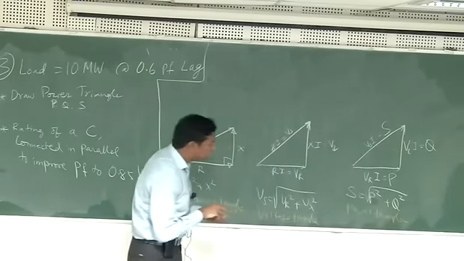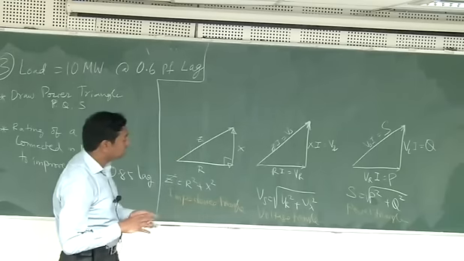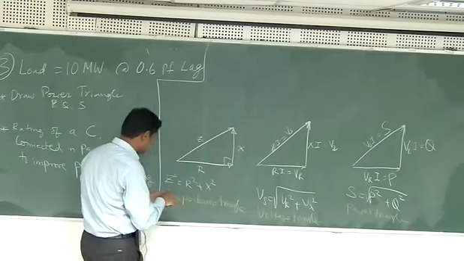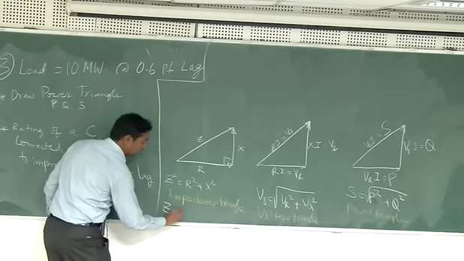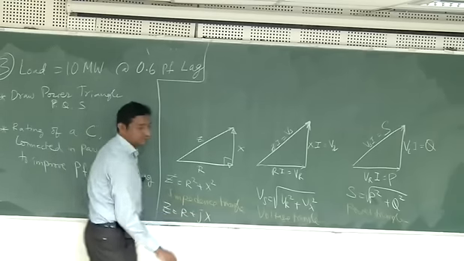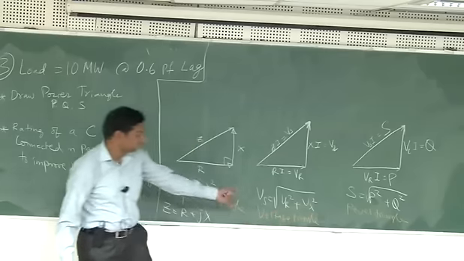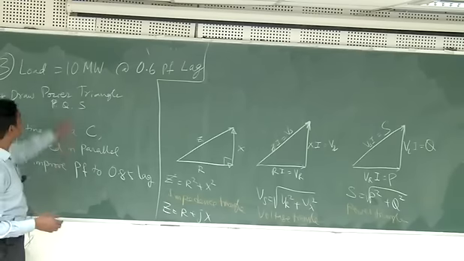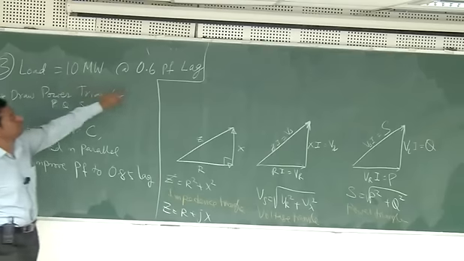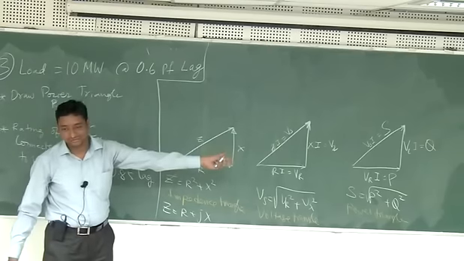Okay. Now in this power triangle, you can also write something like R plus jX, and then Vs equal to Vr plus jVL, and we use P plus jQ and so on. Now look at the question. Load is 10 megawatt at 0.6 power factor lagging. What is the power triangle?